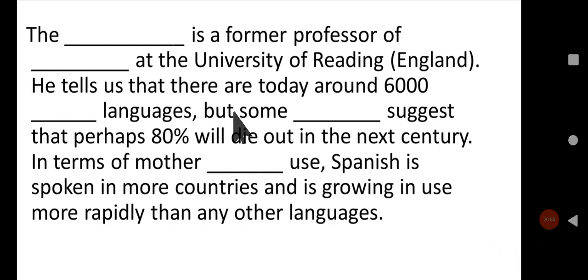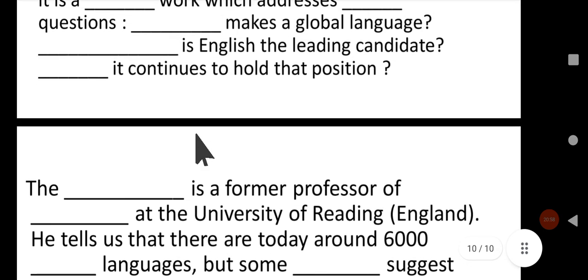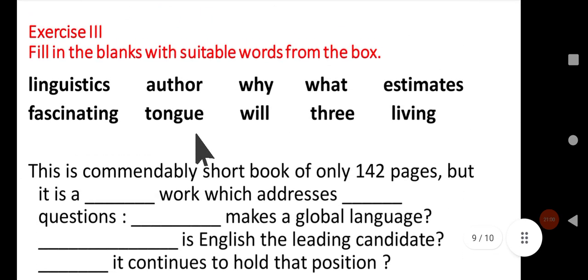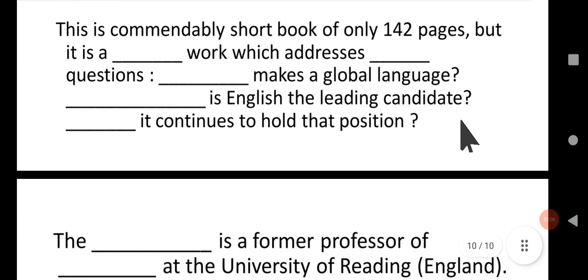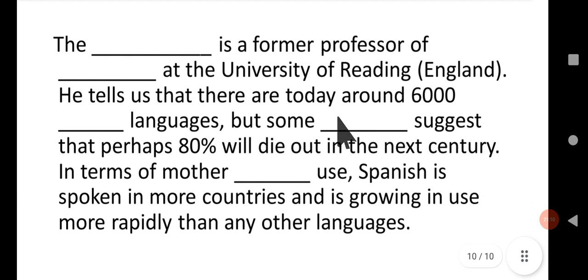He tells us that there are today around 6,000 dash languages. 6,000 what? Remaining ones: tongue languages, estimates languages, living languages. Which one can we use? There are 6,000 living languages is suitable here. That means the languages which exist.